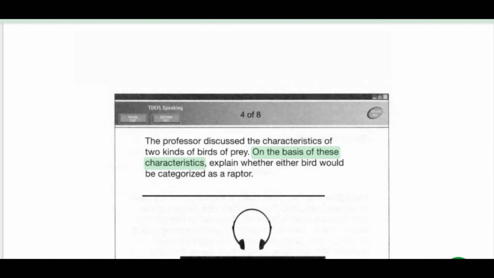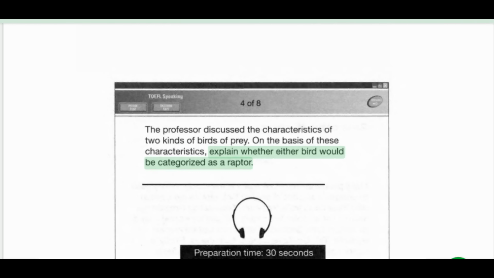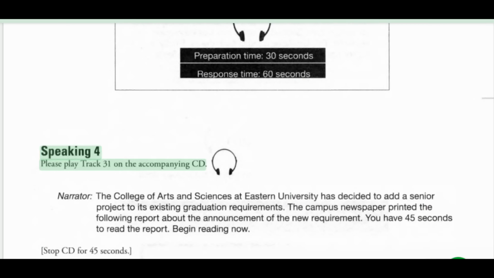The professor discussed the characteristics of 2 kinds of birds of prey. On the basis of these characteristics, explain whether either bird would be categorized as a raptor. Speaking 4. Please play track 31 on the accompanying CD.